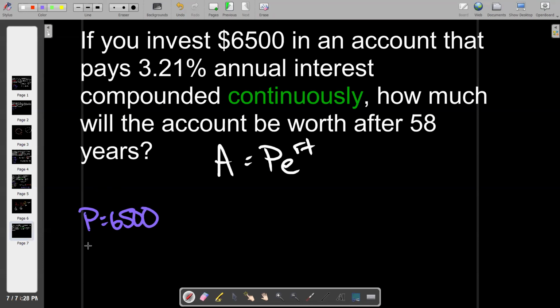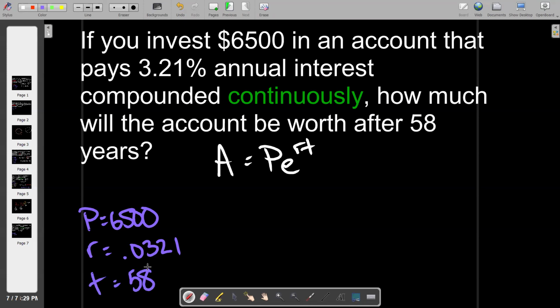Yeah, 6,500. What's r? It is not 0.321. That would be 32.1%. I never thought in my career that this would be a hang-up point, but every year it is. It's 0.0321. People really seem to struggle with that whole move the decimal 2 places. Like the rules change somehow. It's always 2 places. And then what's t?